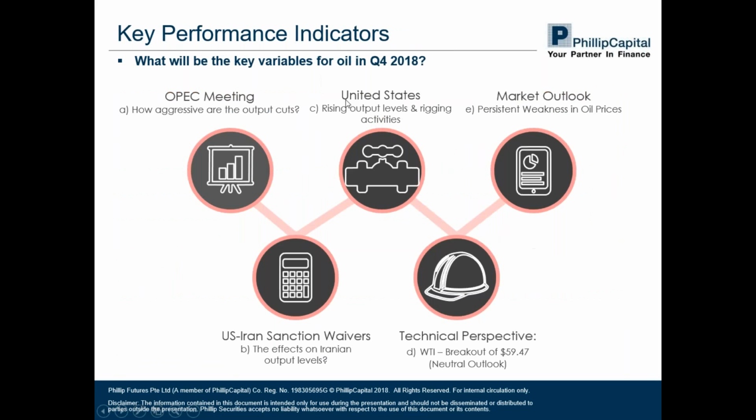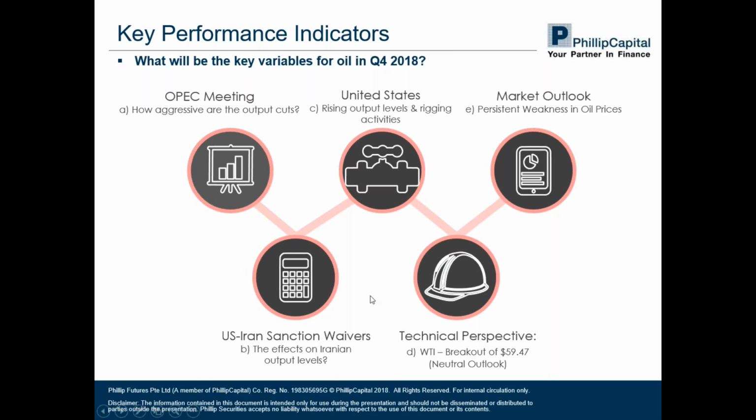Okay, some of the key variables for oil in the fourth quarter I've added this. So the first would be, of course, the OPEC meeting. How aggressive are the output cuts? Will the US actually, or will Russia and Saudi Arabia actually decide to defend market share instead of cutting prices? So I think this is one. We have heard talks that it might reduce barrels. Oil has not actually jumped on this news, so it shows that there is still doubt. We're not out of the woods as of now.